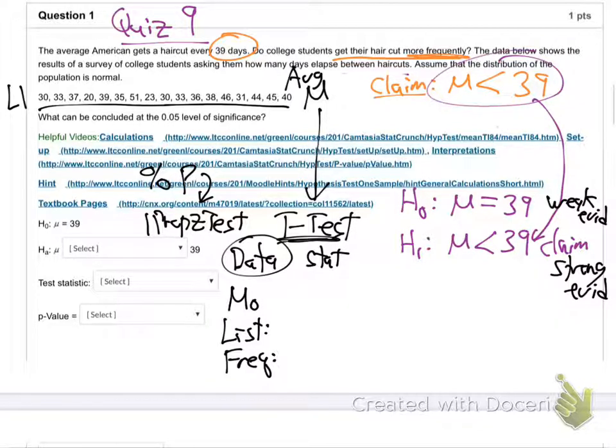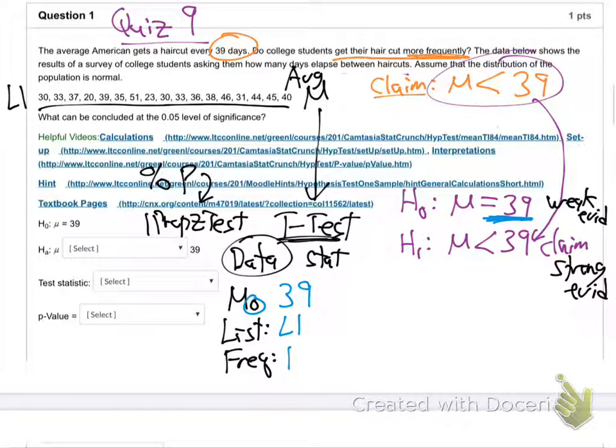What are we going to put here with mu sub 0? What's that little 0 remind you of? Yeah, you go back to the number with the null. Whenever they put a little 0, you go back to the null and just put that number in, 39. And the list, that's always L1. Frequency is always 1, just like with the confidence intervals, never going to change.